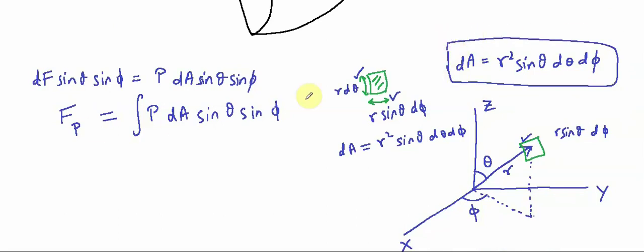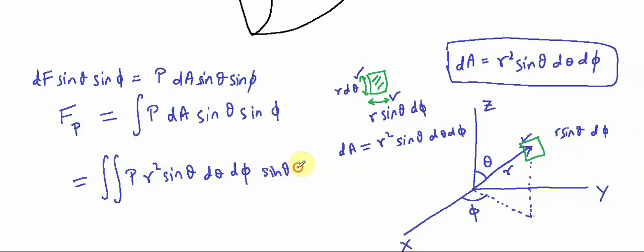Alright, now we put this value of dA over here in our equation. So you have an integral, and by the way you will have two integrals because of d theta and d phi. So p and this boxed value of dA, which is r square sin theta d theta d phi, and sin theta sin phi.